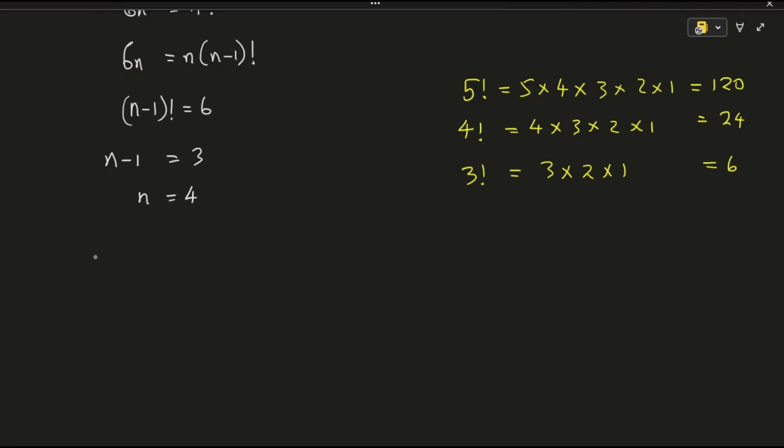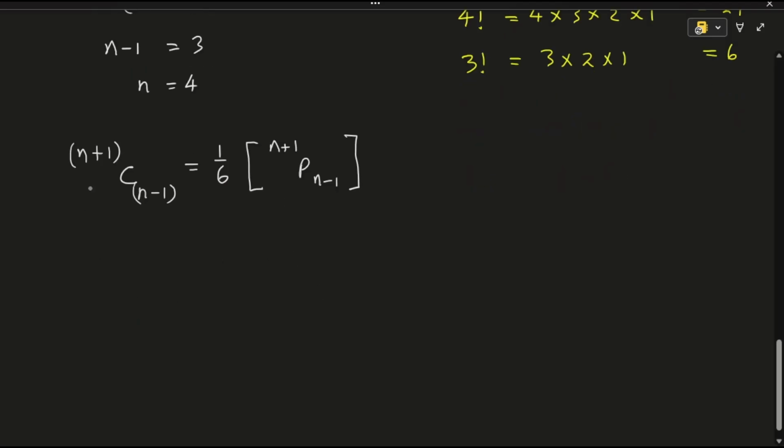So if we have the expression n plus 1 into brackets combination n minus 1 equal to 1 over 6, n plus 1 permutation n minus 1, and if n is determined as 4, then it means that 4 plus 1 is 5, combination 3 is equal to 1 over 6, 5 permutation 3. Now, let's verify if our answer is correct.